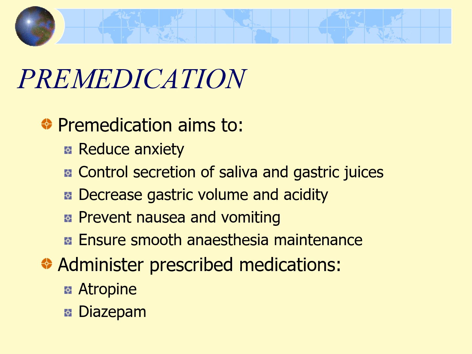Premedication is mainly aimed at reducing anxiety and minimizing the secretion of saliva and gastric juices. It also helps decrease gastric volume and acidity, which in turn helps prevent or reduce nausea and vomiting, ensuring a smoother maintenance of anesthesia. Prescribed premedication such as atropine and diazepam should be administered as directed to achieve these effects.